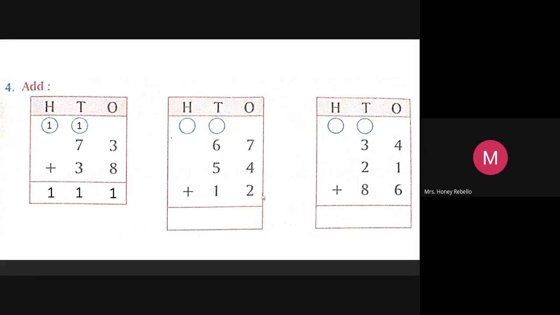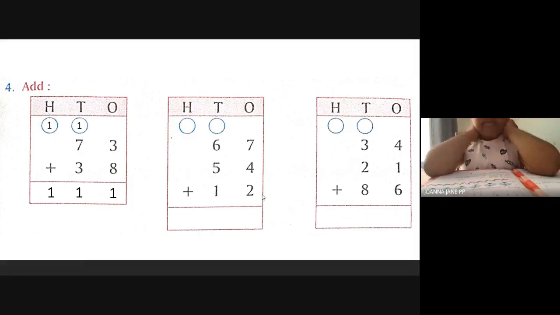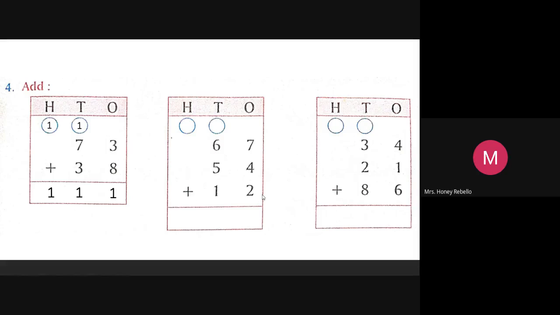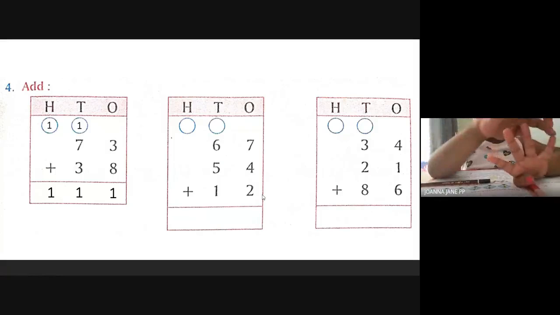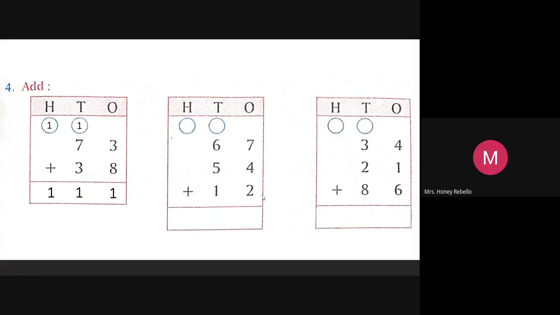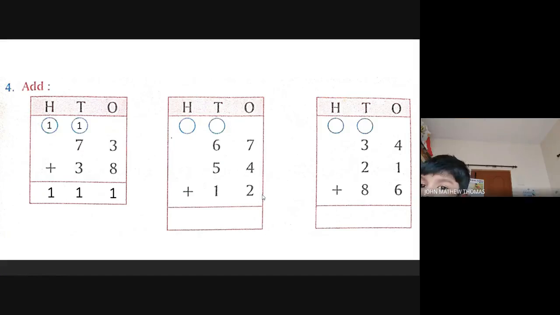Okay. Now Jane, please come. 3 children are absent. Yes, ma'am. Jane, please tell me 7 plus 4 plus 2. Do it in your mind and tell me the answer. What is 7 plus 4? 7 plus 4.